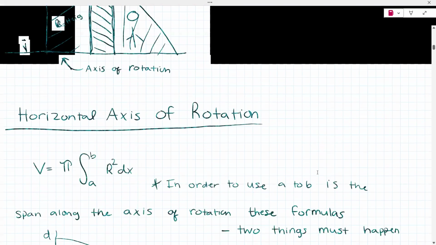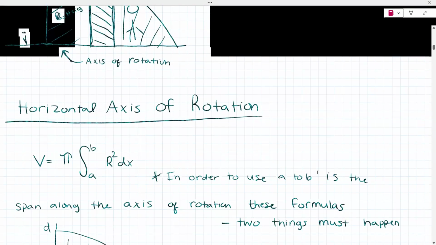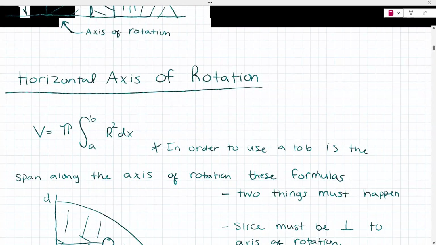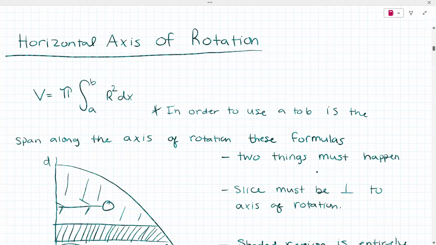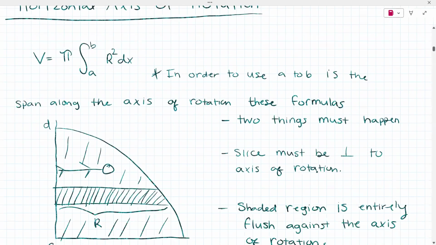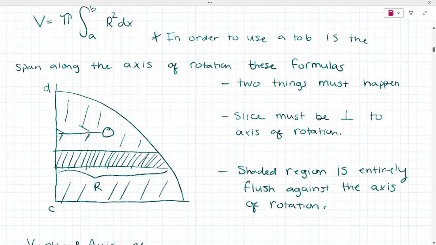And then we have what's called the horizontal axis of rotation. So for the horizontal axis of rotation, volume equals pi times the integral from a to b of r squared dx. In order to use a to b, it is spanned along the axis of rotation. For these formulas, two things must happen: the slice must be perpendicular to the axis of rotation, and the shaded region is entirely flush against the axis of rotation.